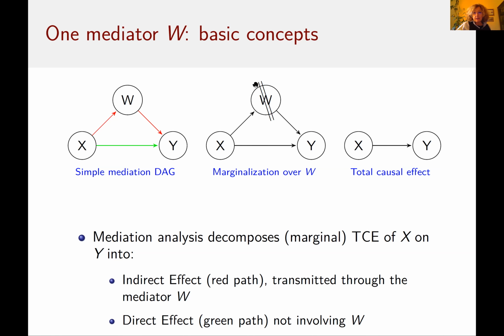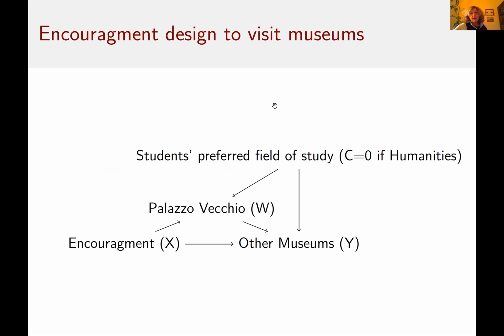I will denote with this double crossing on the node W the operation where I'm marginalizing over this node, because to get to the marginal effect, the total causal effect is actually what I observe when I marginalize over the node W. And I will also talk about the encouragement design to visit museums.